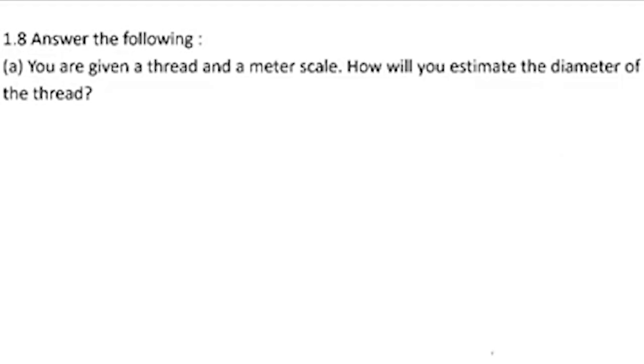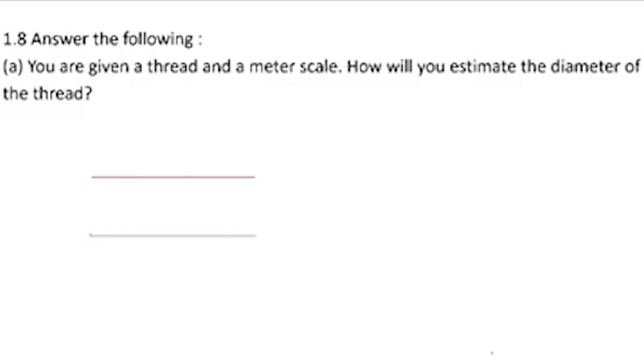So in order to take measurement in such a case, we would like to increase the magnitude of the physical quantity so that it can be measured accurately by the meter scale. One of the methods would be to wind the thread around a uniform cylindrical object, measure the length of the winding, and then divide by the number of turns made. It will give us an estimate of the thickness of the thread.